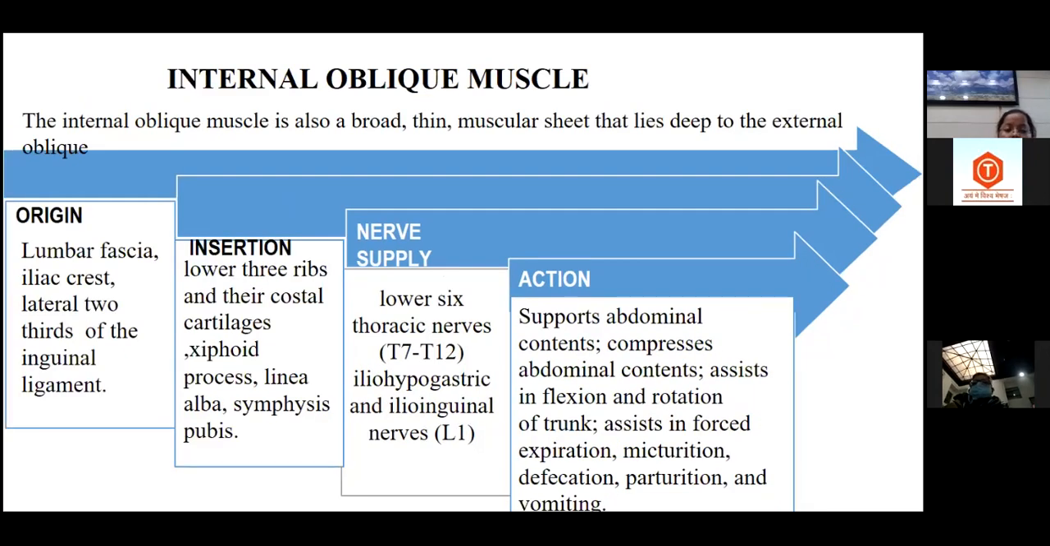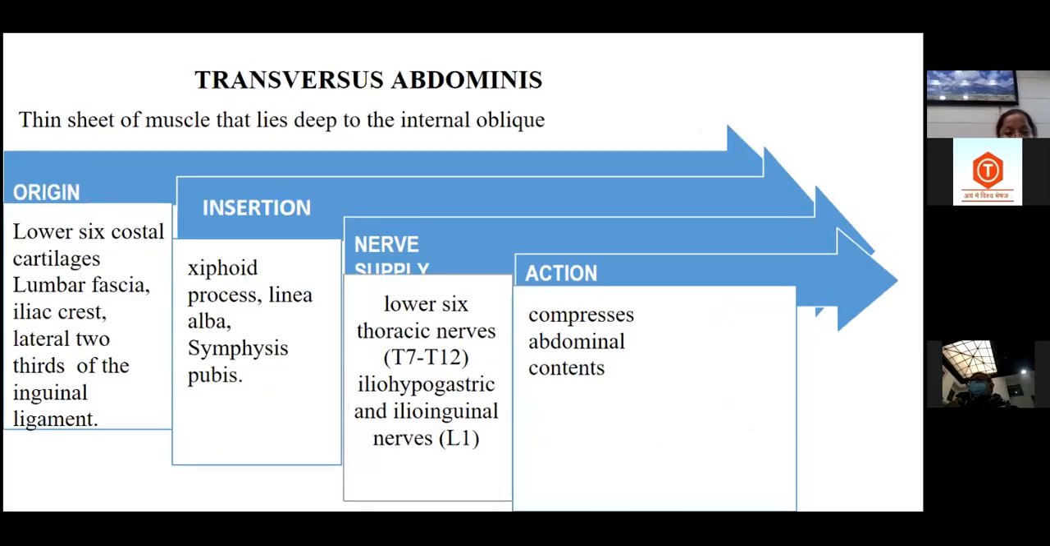The internal oblique muscle is also a broad, thin muscular sheet that lies deep to the external oblique muscle, and it originates from the lumbar fascia, iliac crest, and lateral two-thirds of the inguinal ligament, and gets inserted on the lower three ribs and their costal cartilages, xiphoid process, linea alba, and symphysis pubis. It is supplied by the lower six thoracic nerves and the iliohypogastric and ilioinguinal nerves, and the action is the same as that of the external oblique muscle.